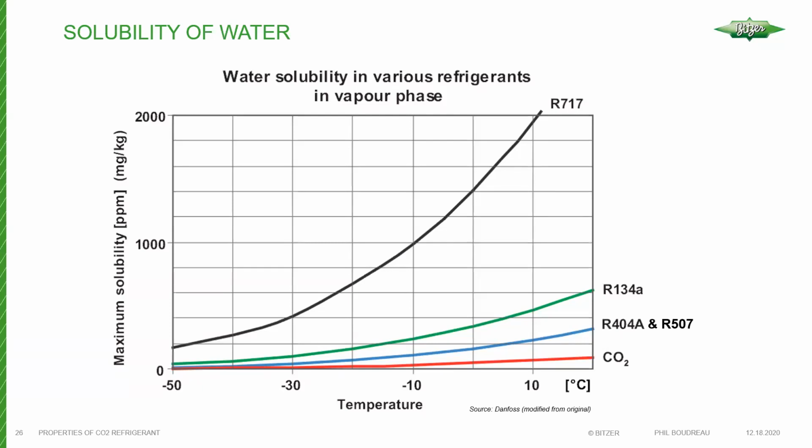Note that CO2 also has quite a high solubility. So this is the water solubility in various refrigerants compared to CO2. Actually, with CO2, it's very low compared to other refrigerants. In other words, it's less forgiving.